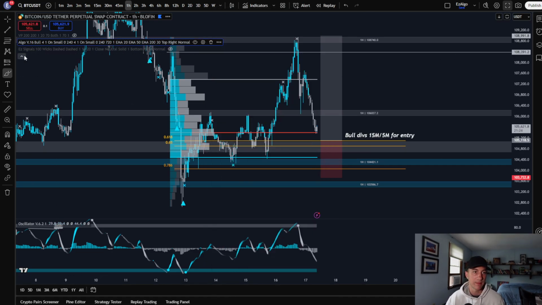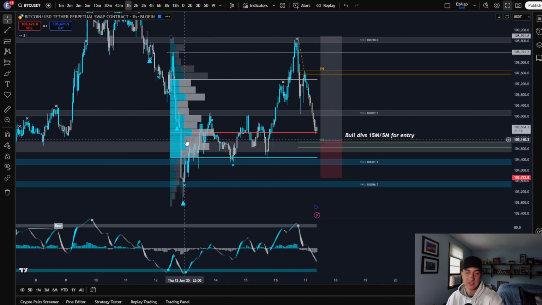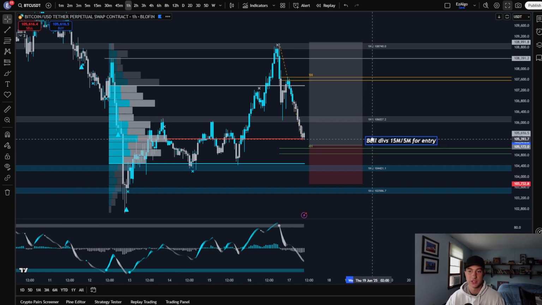So if you guys want to copy paste my exact setups, using the golden pocket fib, using these key levels, then by all means, you guys should definitely be using EzAlgo. But once you have your key level, this is where you want to use your multi-time frame oscillator analysis.